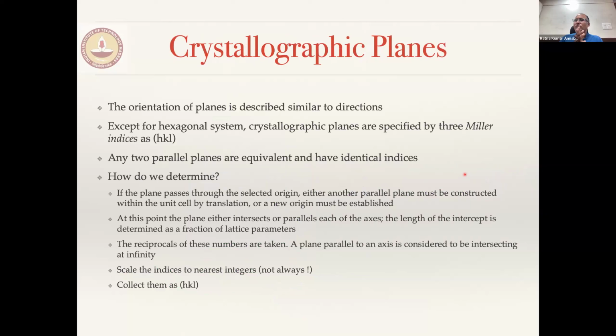Now we will move on to representing crystallographic planes. Is there any question until now? No, sir. No questions. Okay, good.